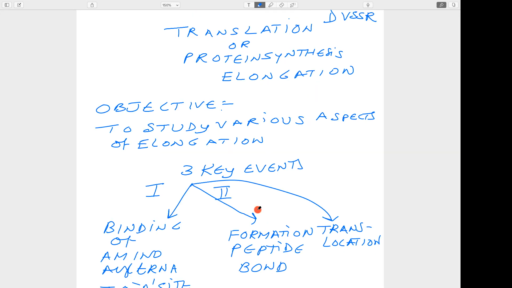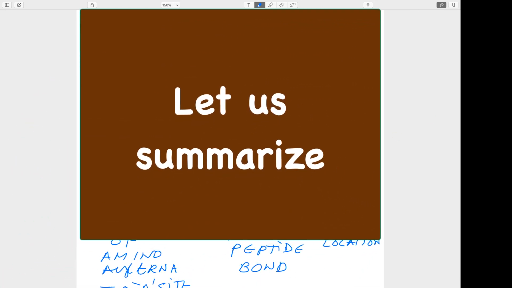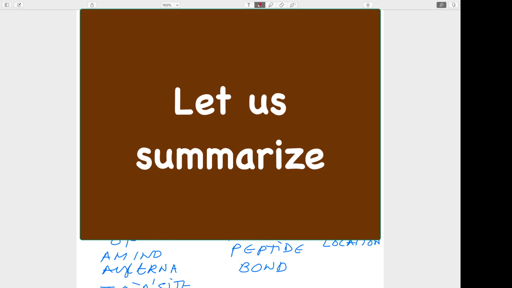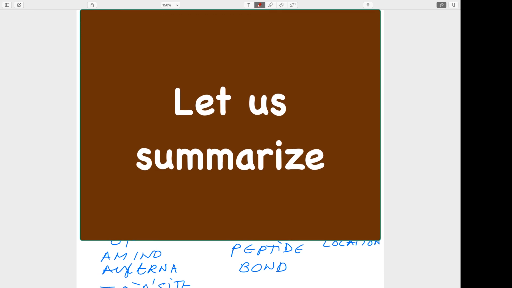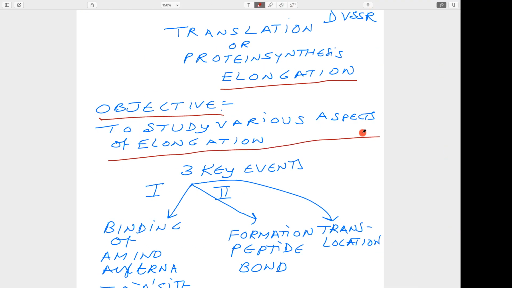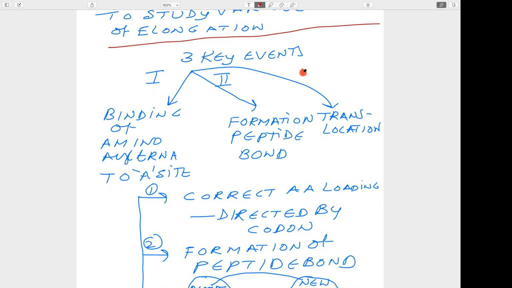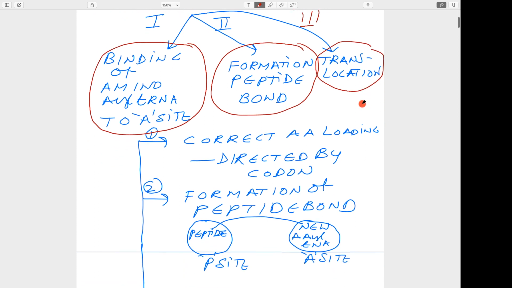I will summarize whatever we have studied. What we studied in today's session about the translation aspects of protein synthesis is elongation. The objective was to study various aspects of elongation. There are 3 key events: binding of amino acid transfer RNA to A site, formation of peptide bond, and translocation. Briefly, I discussed this.